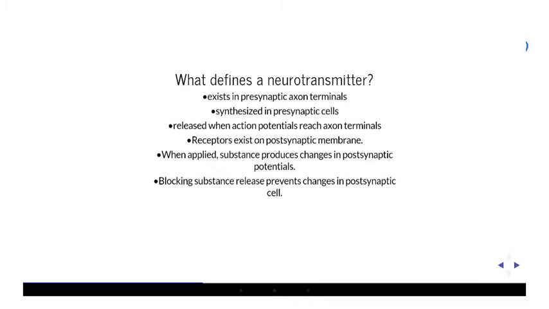Other important things about neurotransmitters is that they have to do something. When they're released, they have to produce changes in postsynaptic potential. So they somehow influence the postsynaptic cell, whether it be directly through ion channels in the case of ionotropic receptors, or through metabotropic receptors. But it has to be able to produce some kind of change in the postsynaptic cell, otherwise it's not a neurotransmitter. And if you block the substance from being released from the presynaptic cell, then you don't get that difference in the postsynaptic cell. And so these are some rules that have to be used to classify something as a neurotransmitter.